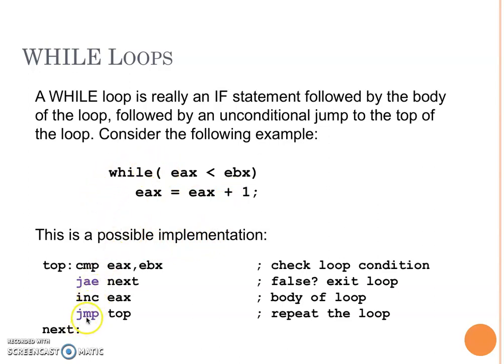So you have an unconditional jump back to the top. One conditional jump makes you leave the while loop, and one unconditional jump takes you back to the while loop. So actually this is the while loop structure.